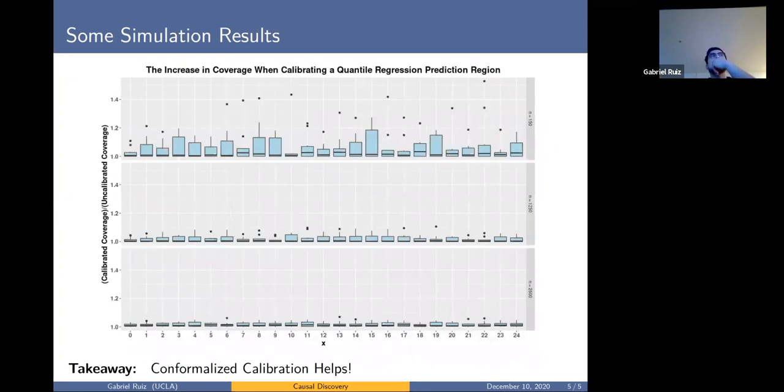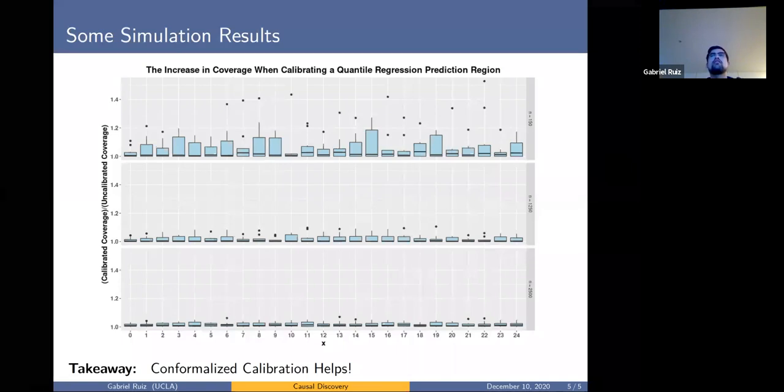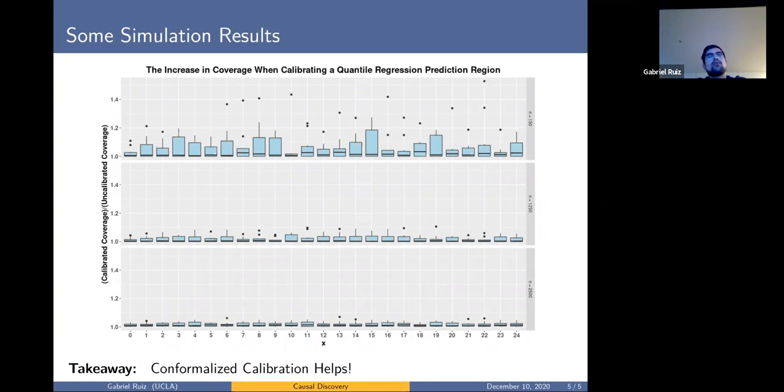The way I do this is that I draw data in these simulations from the population with the distribution that I showed in the last slide. I take different sample sizes, 150, 1250, and 2500, and for each of those sample sizes, I have multiple replicates. I build quantile regression estimates using random forests. This is what I would call an uncalibrated prediction region using these quantile regression forests. I'd look at their coverage, and that's what I have on the y-axis of these plots.